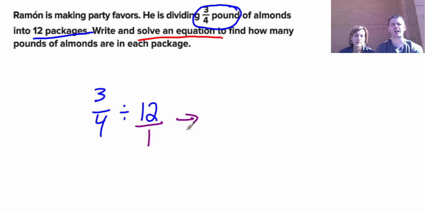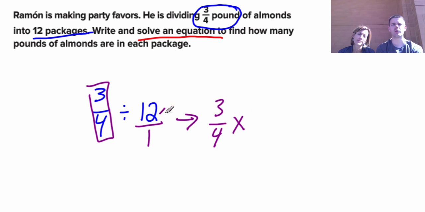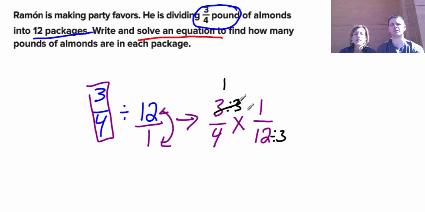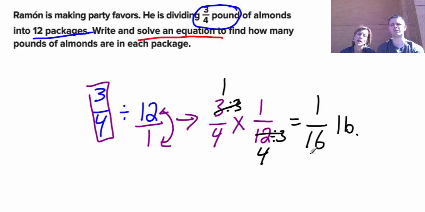Now we're ready to rewrite the problem. First fraction stays the same, 3/4. Can't change the quantity. Dividing becomes multiplying, but now that we wrote 12 as a fraction, we can flip it. It becomes 1/12. So dividing something into 12 parts is the same thing as multiplying times 1/12. So then he's going to simplify that diagonal and divide by 3. 3 divided by 3 is 1. 12 divided by 3 is 4. And he is left with 1/16 of a pound of almonds in each package.